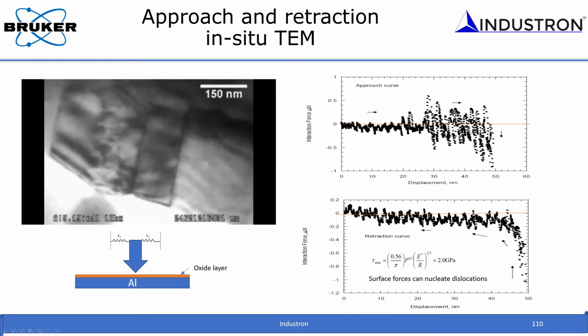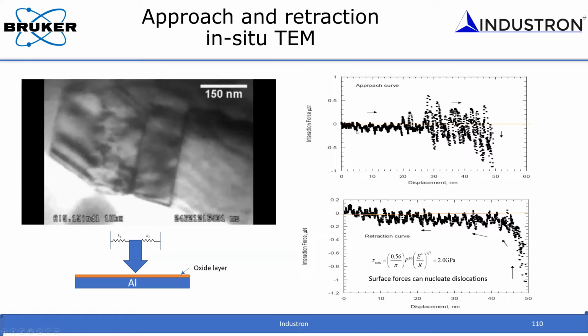But then you can see huge oscillations. If this is the zero datum, and below that, for example, the tip is getting pulled towards the sample, it is a negative force, which means it is an attractive interaction. As soon as the tip contacts the sample surface, you start to see the repulsive forces.